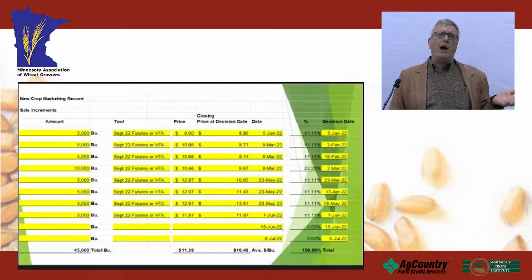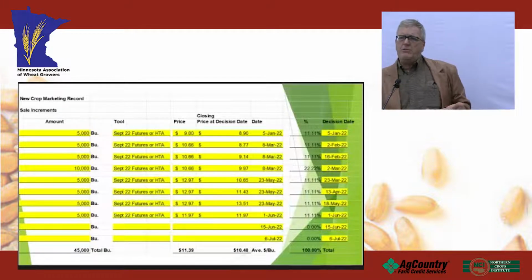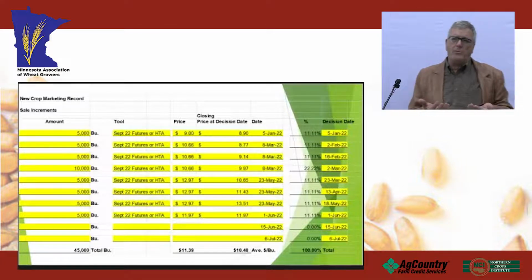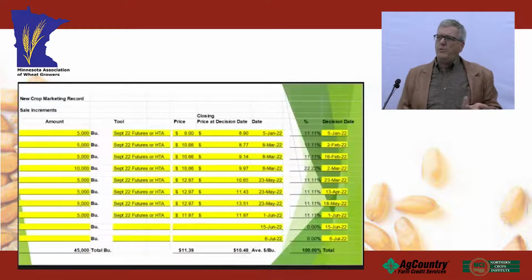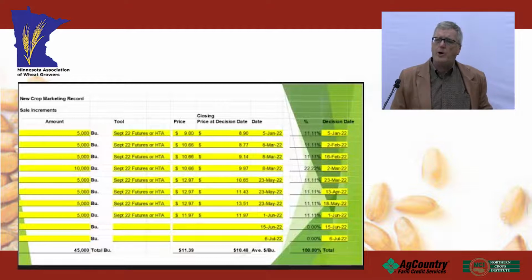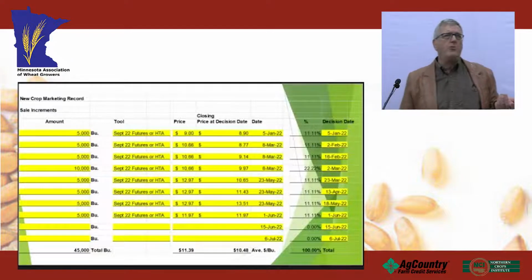That gives us an opportunity to stop and pause, take a look at what we've got on hand for both old crop and if we've done anything for new crop, and decide to make a sale if we choose to do so, or if we're above our minimum pricing objective. Then we've got another decision date in early February, one in mid-February, and one in early March.